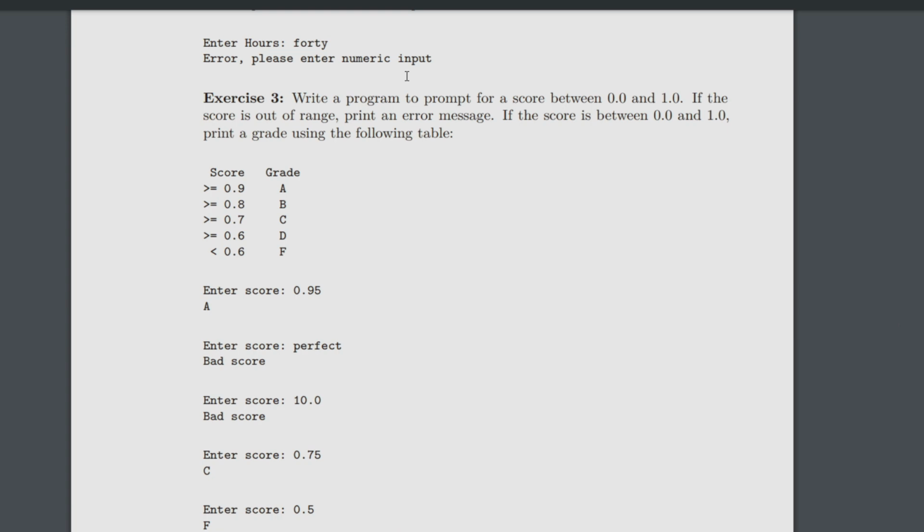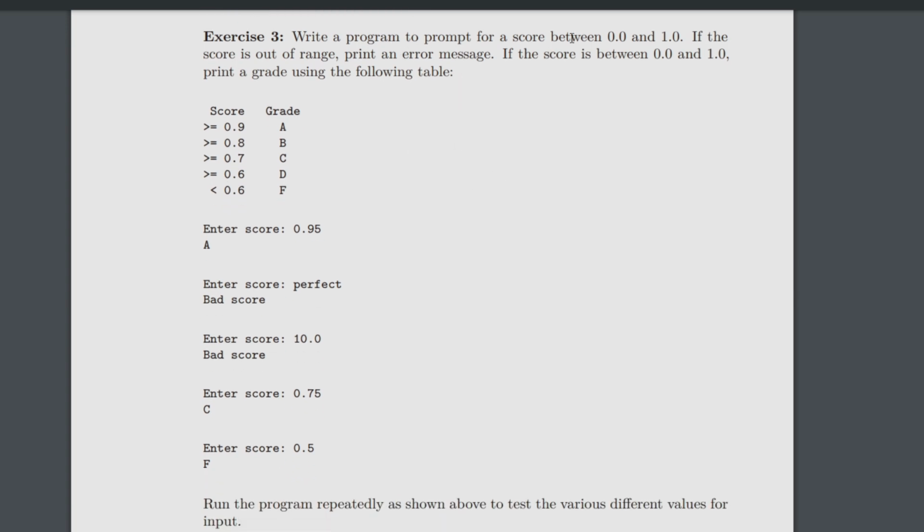So exercise 3 is asking us to write a program for a score between 0 and 1. So it's technically asking us to make a grading system. It's going to ask for an input, we're going to put a grade, and the grade must be between 0 and 1, and then it's going to return a certain grade. And if the score is out of range, print an error message. So if the score is less than 0, or if it's greater than 1, print an error message. Or obviously, if the score is not a number itself, let's say someone says perfect, print an error message. And we have to use the following table. So if it's greater than or equal to 0.9, A, less than 0.6, it's a fail, and so on.